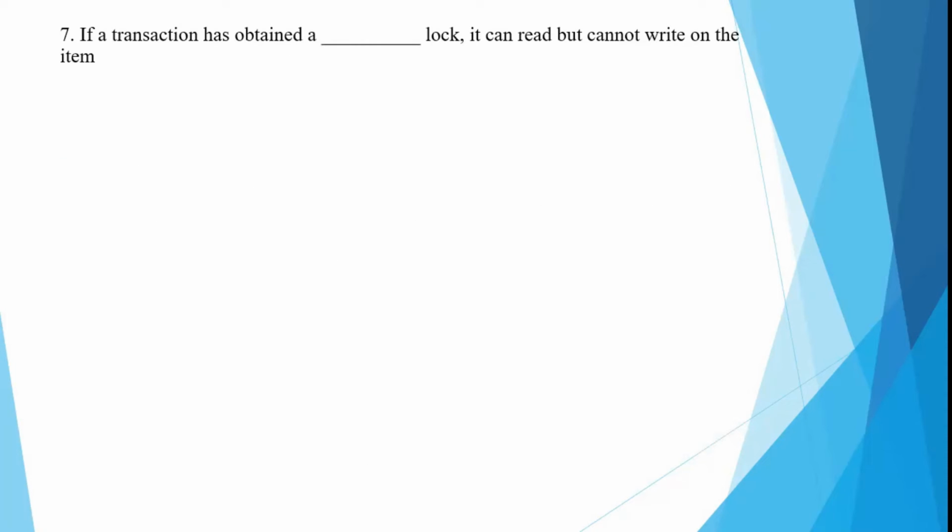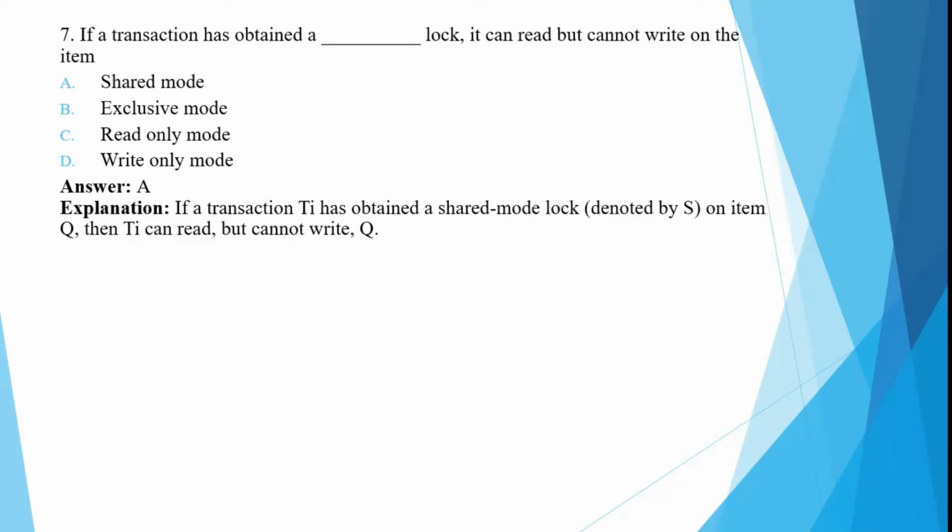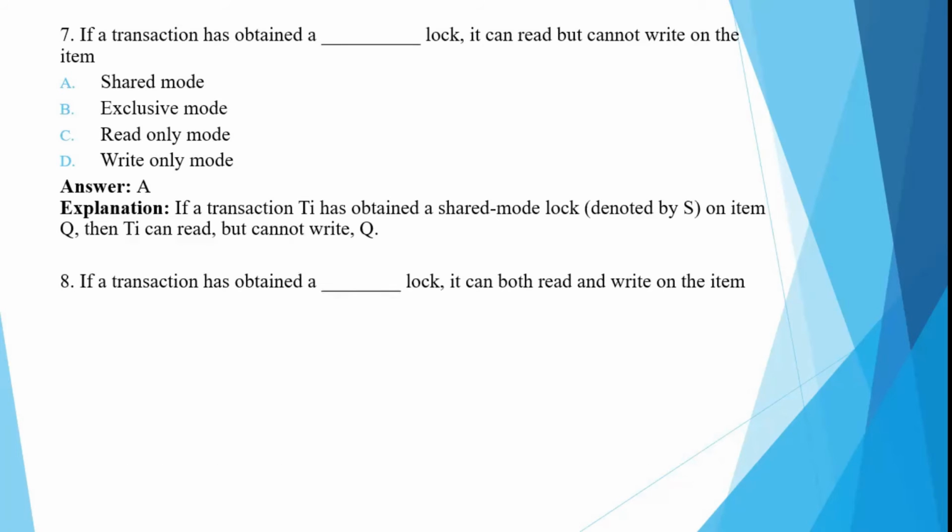Next one, if a transaction has obtained a dash lock, it can read but cannot write on the item. The options are shared mode, exclusive mode, read only mode, and write only mode, and the right answer is A. If a transaction Ti has obtained a shared mode lock denoted by S on item Q, then Ti can read but cannot write Q. Next one, if a transaction has obtained a dash lock, it can both read and write on the data item.